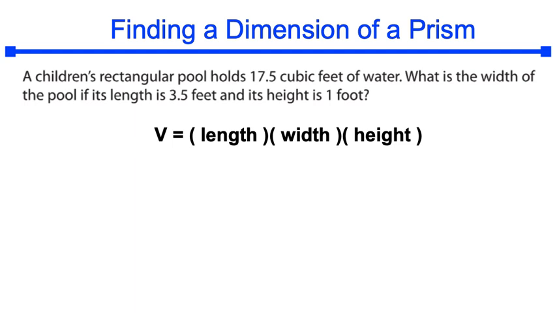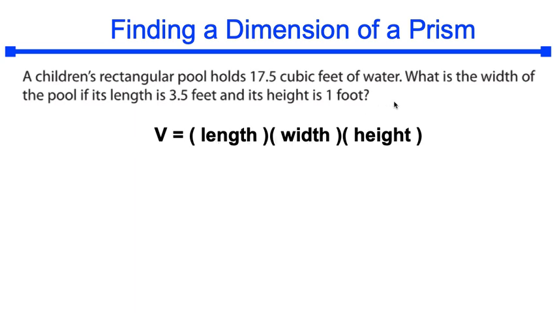So on the screen is the volume formula of a rectangular prism, which is length times width times height. So reread the word problem and substitute the numbers for the information. So for volume, we would be substituting 17.5 because that stands for the volume. The word problem tells us the length, so we substitute 3.5.